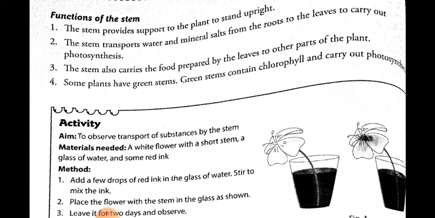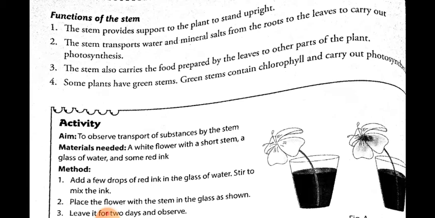So the required nutrition and water is provided to the leaves from the root with the help of the stem. Roots absorb the nutrition, and from the roots this nutrition is sent to the leaves through the help of stems. The stem also carries the food prepared by the leaves to the parts of the plant.